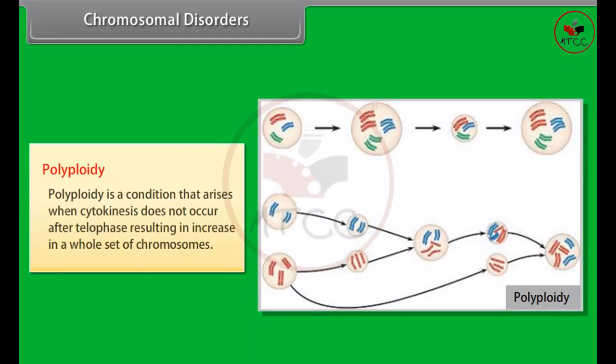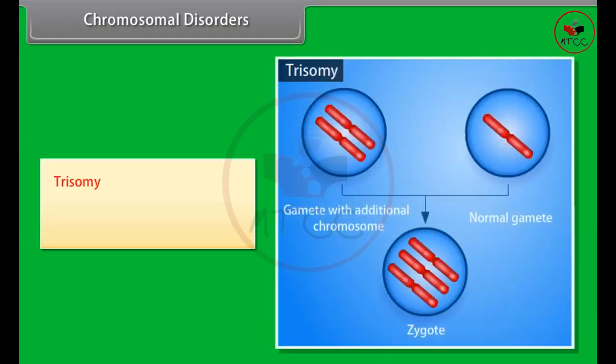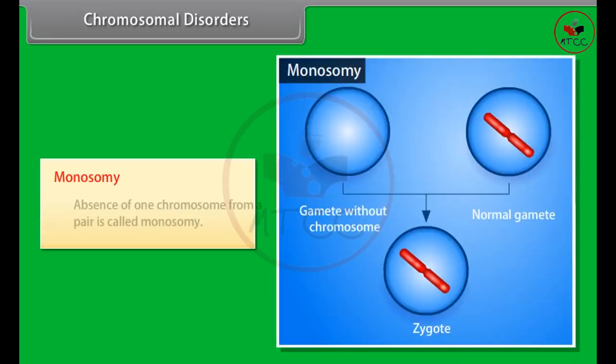Polyploidy. Polyploidy is a condition that arises when cytokinesis does not occur after telophase, resulting in increase in a whole set of chromosomes. Trisomy. An extra copy of a chromosome is called trisomy. Monosomy. Absence of one chromosome from a pair is called monosomy.